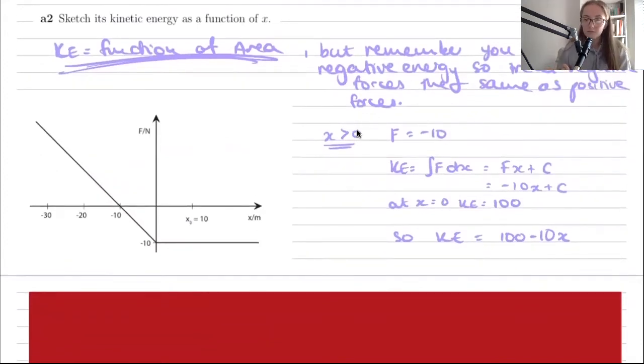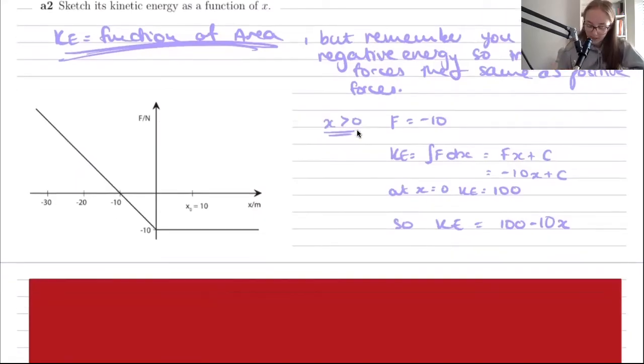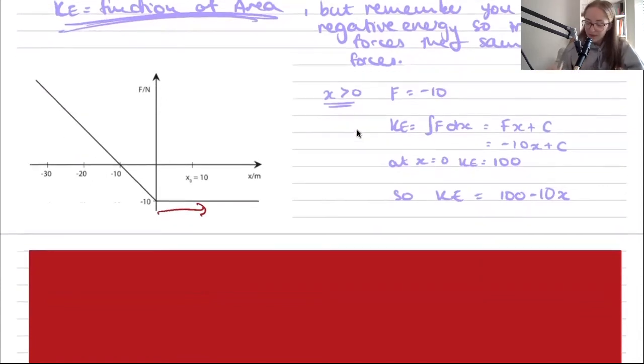Like we did in the previous question, we can use integrals to work out the area. So our equation under here is essentially f is -10. It doesn't change with x. So if we say when x is greater than 0, our equation for force with respect to x is just -10. It doesn't change whatever the value of x is. So if we integrate this, then we end up with fx plus c.